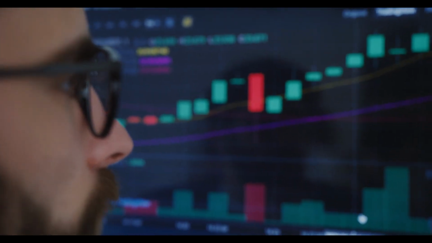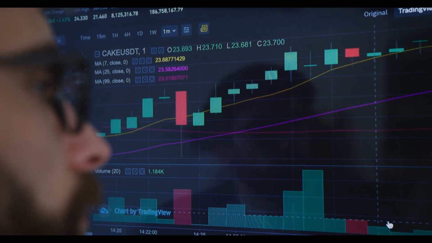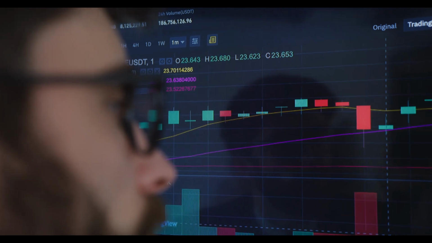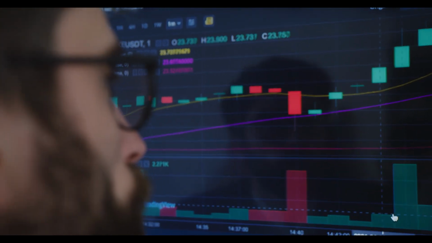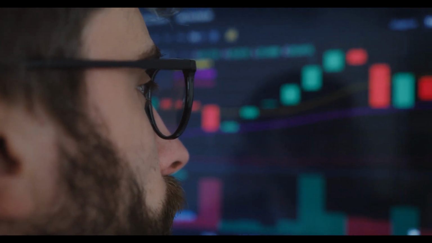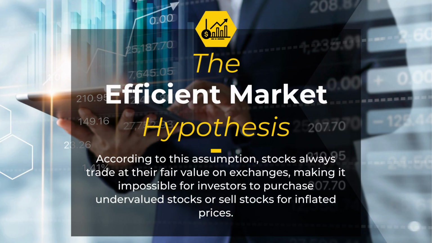Like we saw in one of my last videos, History of Technical Analysis, Charles Dow released a series of editorials discussing technical analysis theory. His writing included two basic assumptions that have continued to form the framework for technical analysis trading. First, the prices of stocks reflect all available information, which is known as the efficient market hypothesis. According to this assumption, stocks always trade at their fair value on exchanges, making it impossible for investors to purchase undervalued stocks or sell stocks for inflated prices.